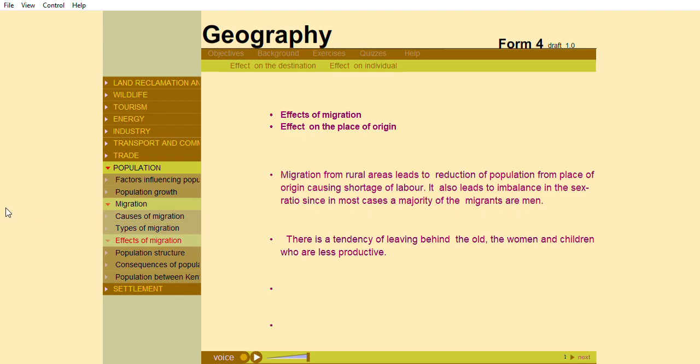Effects of migration. Effect on the place of origin. Migration from rural areas leads to reduction of population from the place of origin, causing shortage of labor. It also leads to imbalance in the sex ratio, since in most cases, a majority of the migrants are men. There is a tendency of leaving behind the old, the women, and children who are less productive.